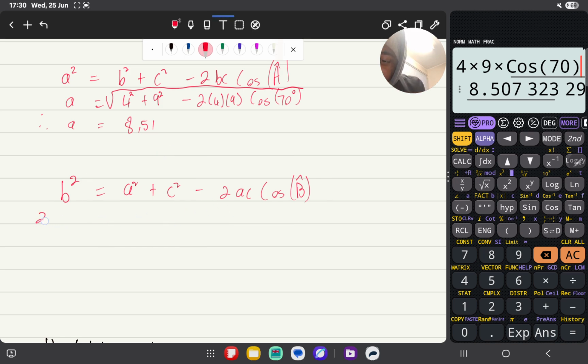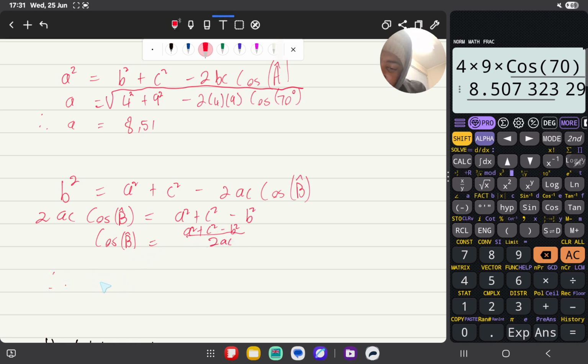So I have 2AC cos B then equals A squared plus C squared minus B squared. That is cool. So I've transposed cos to this side, I've transposed B to this side. Now the next thing I do is I divide by 2AC. So I have cos B equals A squared plus C squared minus B squared all over 2AC, right?